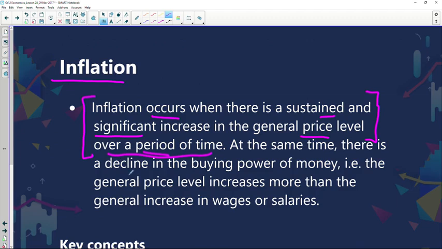At the same time, there is a decline in the buying power of money. In other words, the general price levels increase more than the general increase in the wages or the salaries of households. So there is less disposable income for households to purchase their consumer goods and services. It's important that you note, as a result of the general increase in prices, the buying power of money will be compromised because the increase happens more than the general increase in wages and salaries.